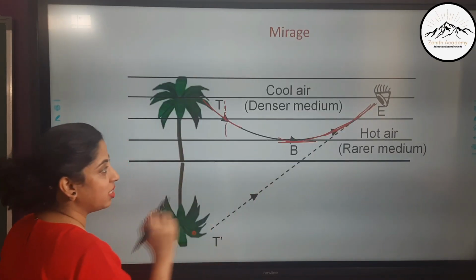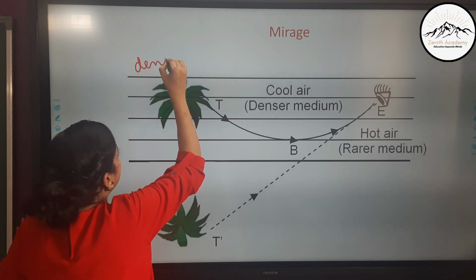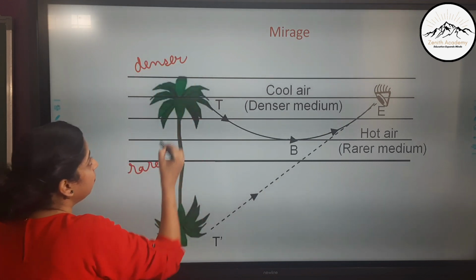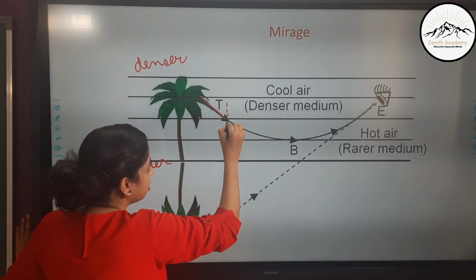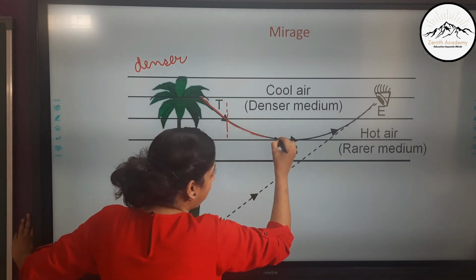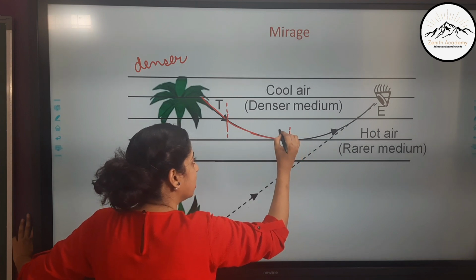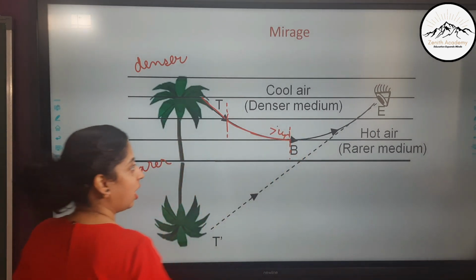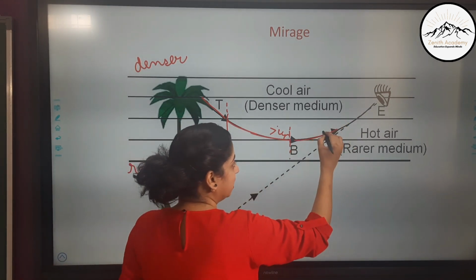So we'll just revise the diagram again. See, this is an optically denser medium and this is an optically rarer medium. So light is entering from dense to rare medium. If this is the normal, it will keep on bending away from the normal until a point will come where, if I draw the normal here, this angle of incidence is more than the critical angle. If this is more than the critical angle, then total internal reflection will take place. The light will go like this.